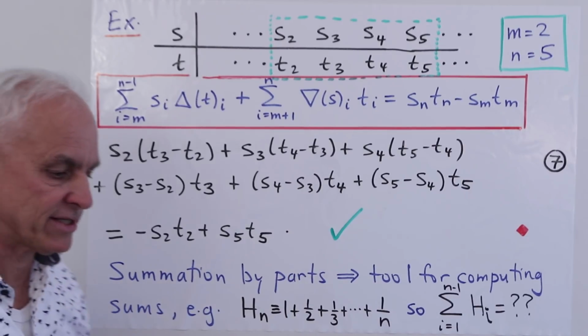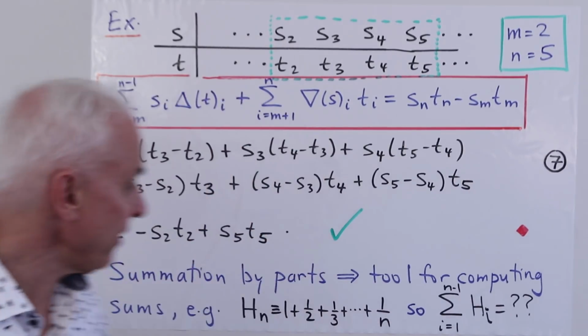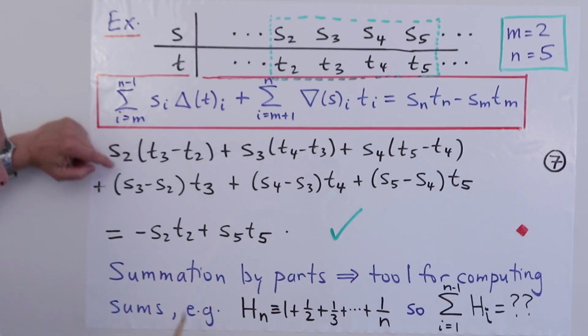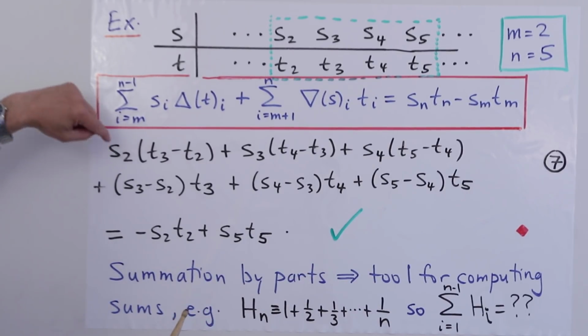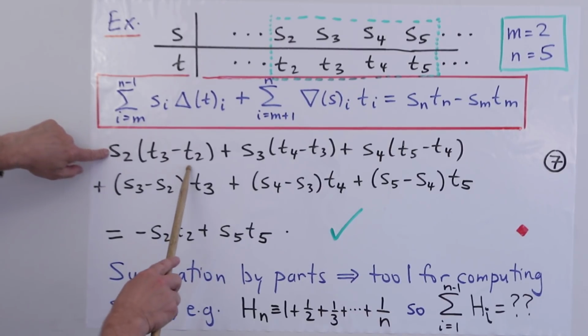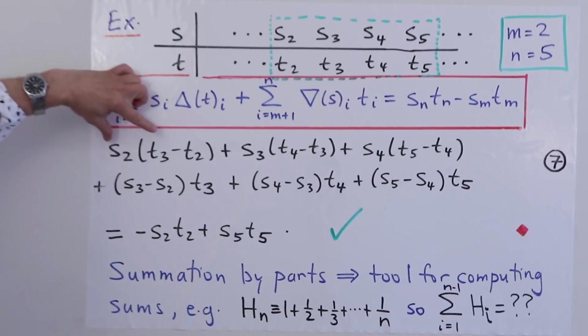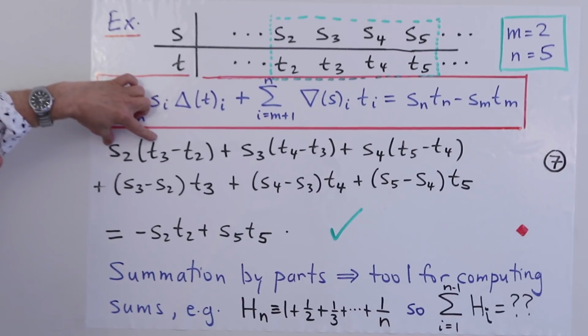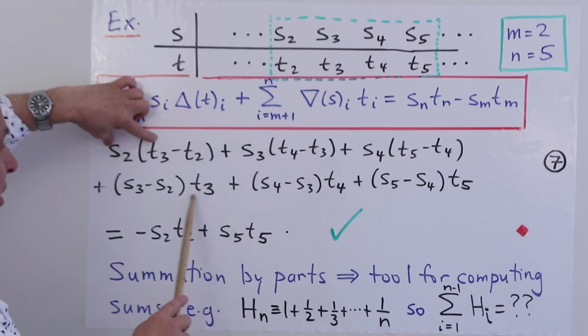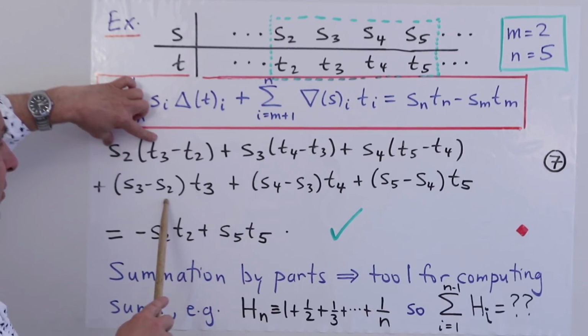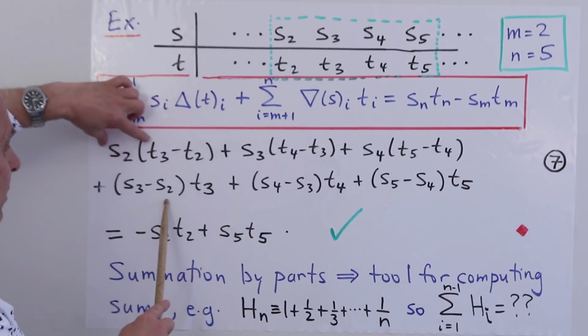Okay, so why is it true? Well, let's just have a look to see what happens when we expand things. When we expand this out, there'll be cancellation. The smallest term is S2 with the minus T2. That's not going to be canceled. It's sitting right there. But the S2 times T3 will be canceled by this term here, minus S2 times T3. That'll cancel that one.